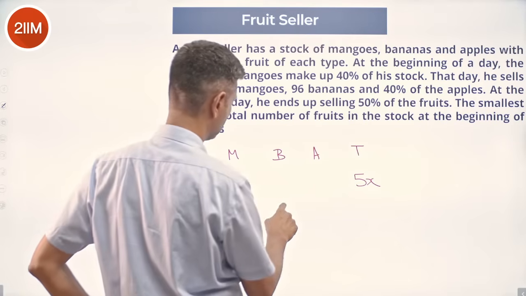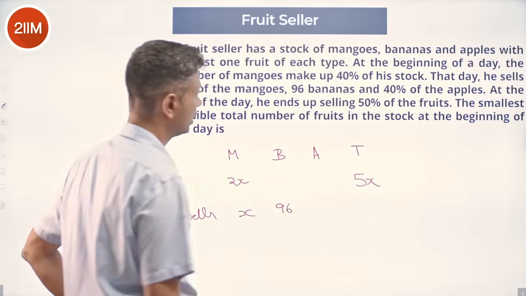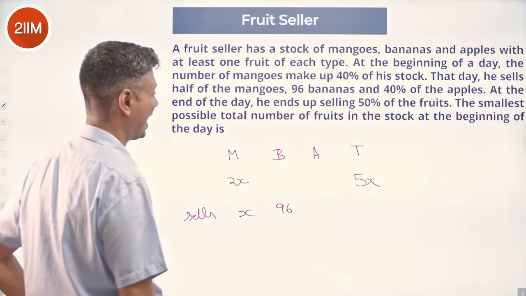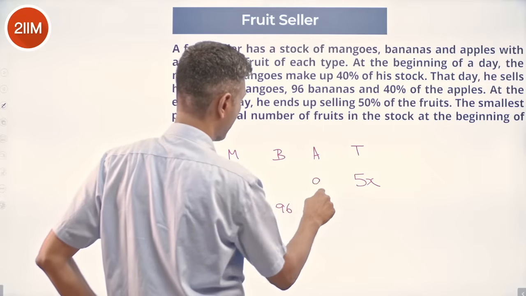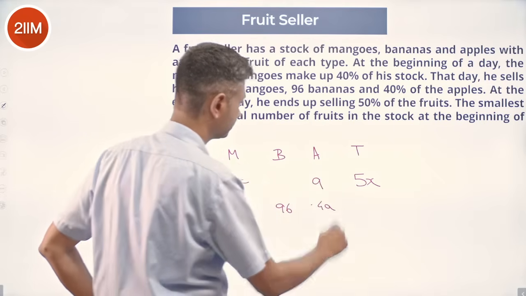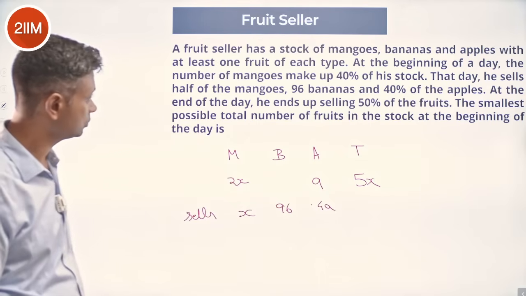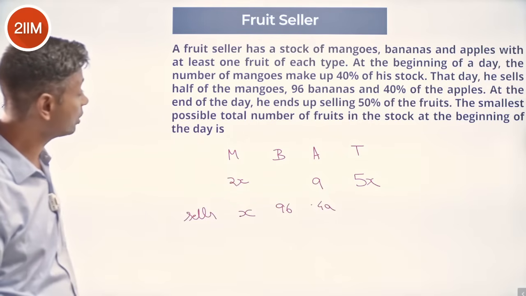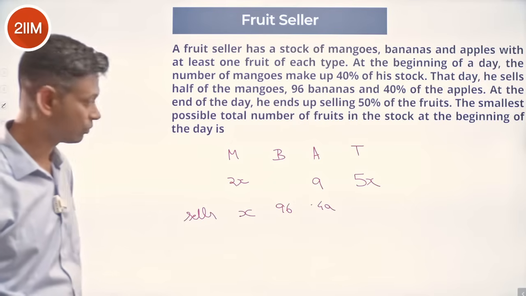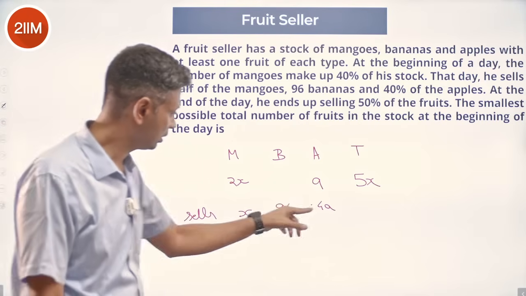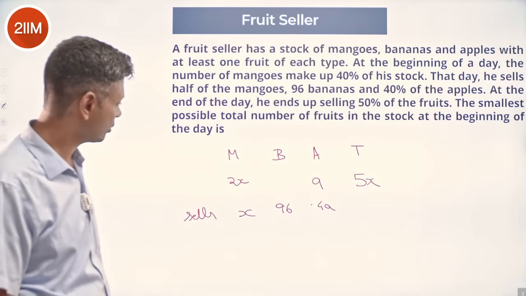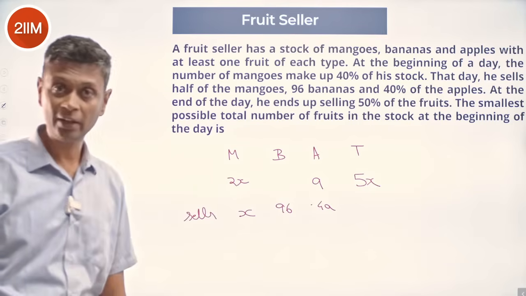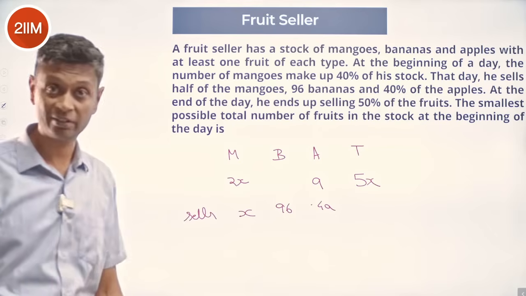96 bananas and 40% of the apples. Let's say apples is A, 0.4A. At the end of the day, he ends up selling 50% of the fruits. So this number is 50% of 5x. So x plus 96 plus 0.4a is 50% of 5x.